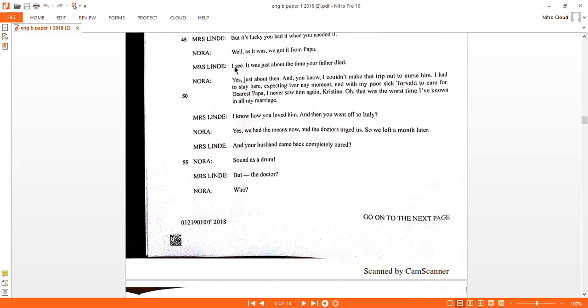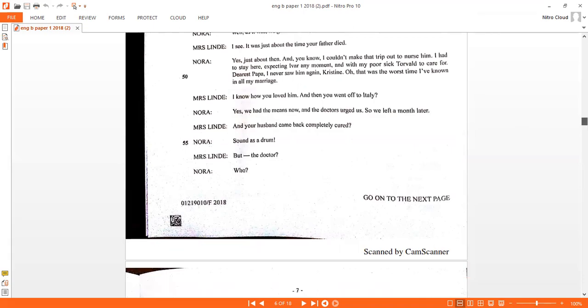"Expecting Ivar any moment, and with my poor sick father to care for." So obviously she was expecting a child. She probably was pregnant. Her husband was sick because he had worked so hard trying to cater for their needs. So she says, "Dearest Papa, I never saw him again," Christine. "Oh, that was the worst time I've known in all my marriage."